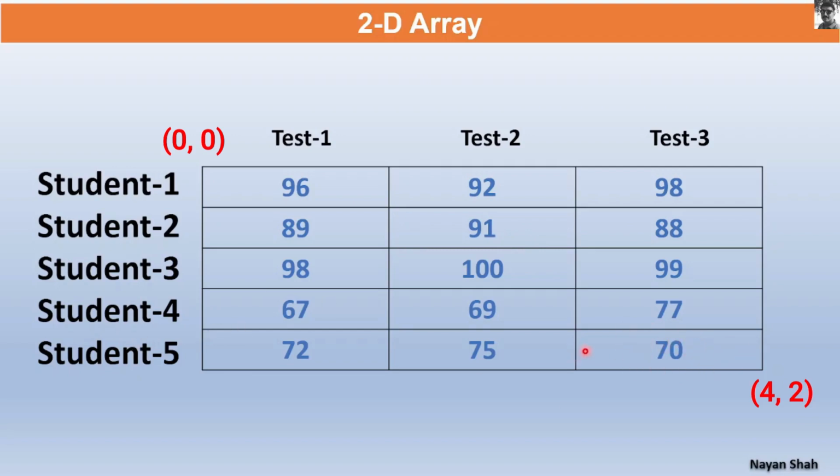4 would be the row. That 4 means it is the 5th row because it begins with 0. So 0, 1, 2, 3 and 4. And 2 is the column, which again begins with 0. So 0, 1, 2. So 4 by 2 is actually the index number. Total elements would be 5 by 3.